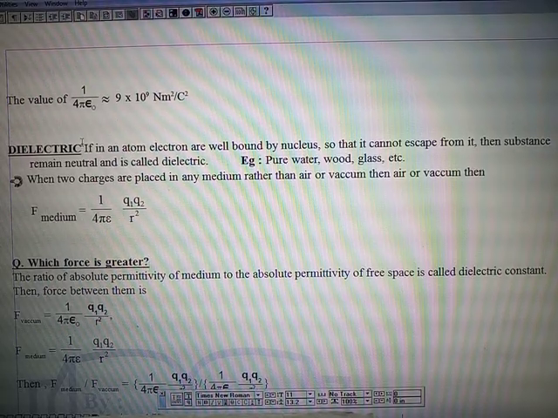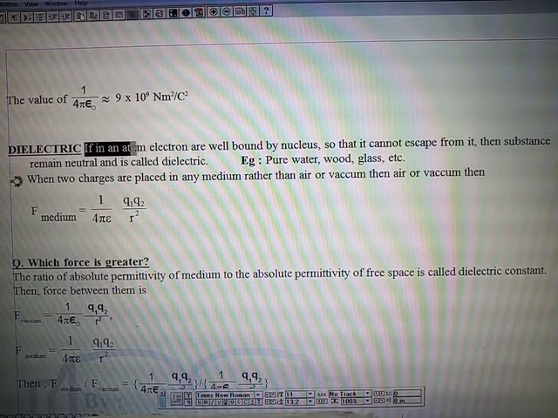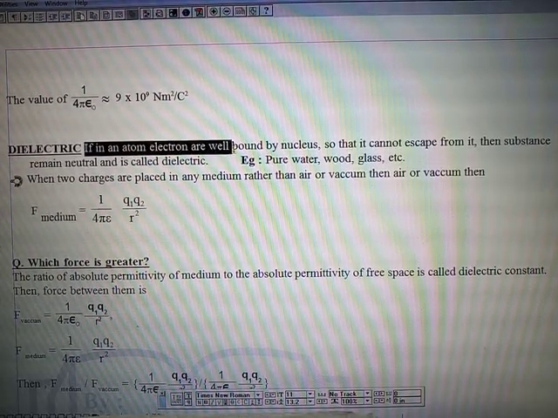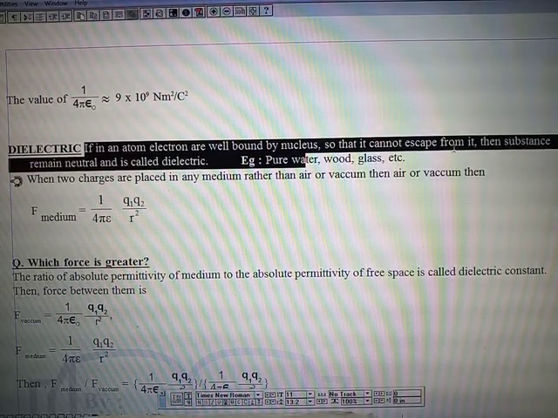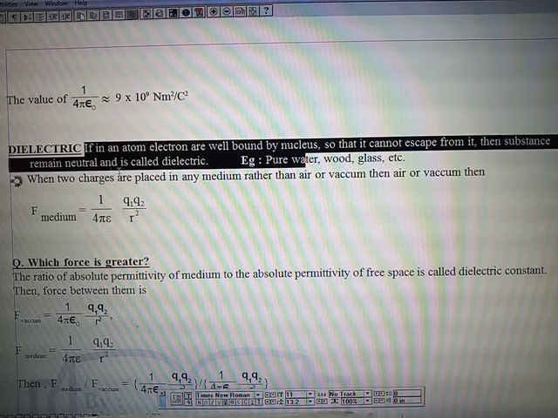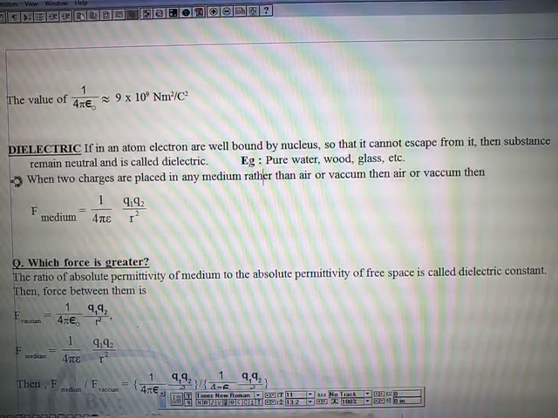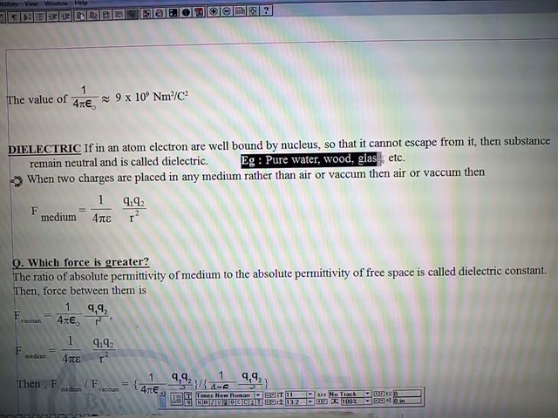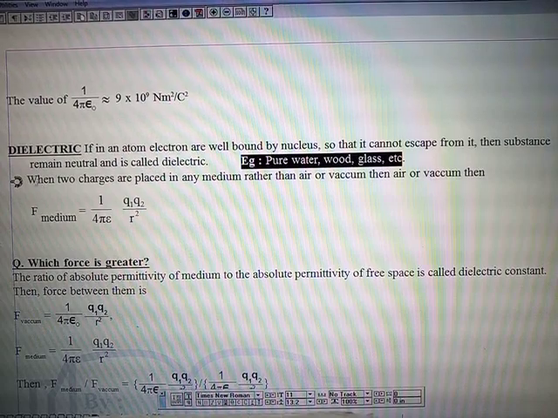So dielectric. First, everybody please write down: if in an atom electrons are well bounded by the nucleus so that they cannot escape from it, then the substance remains neutral and is called dielectric. Example, you can see pure water, wood, glass.